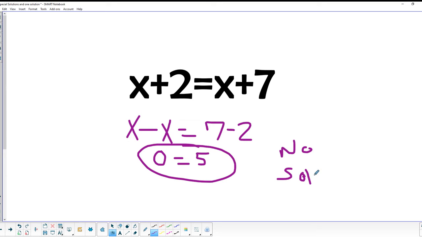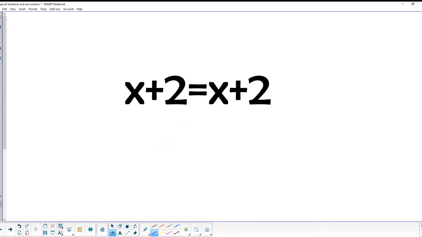There's no value of x that would make this equation true or make it work. Okay, so that's the first example of a special solution.